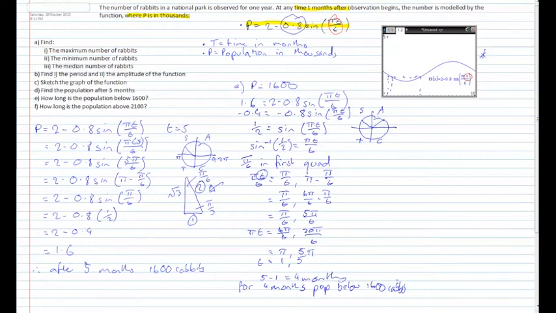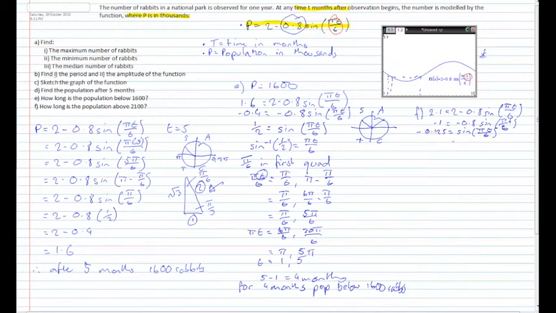Alright, now we'll go through and find out how long the population is above 2100. So we've got part F, population above 2100. So 2100 is just 2.1, which is equal to 2 minus 0.8 sine of pi t on 6. Subtract the 2, so you get 0.1 equals negative 0.8 sine of pi t on 6. Divide by negative 0.8 and you get negative 0.125. We want to find the sine value that will give us an answer of negative 0.125, so sine inverse is equal to pi t on 6. Make sure, of course, that your calculator is in radians. When you put that into the calculator, you get 0.1253 in the first quadrant.